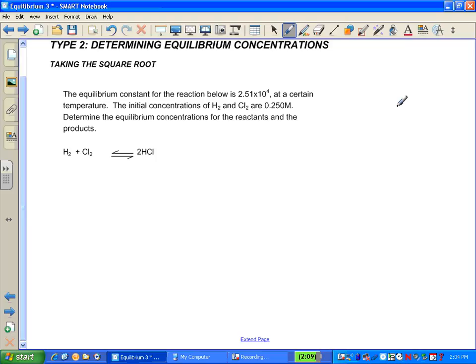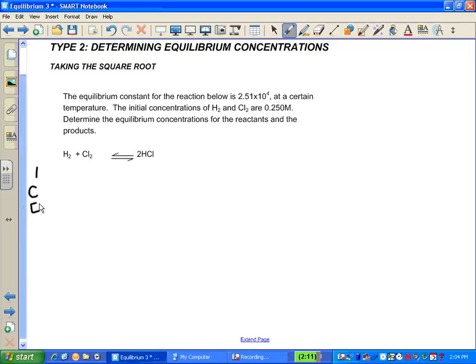In this problem, the equilibrium constant is given for the reaction to be 2.51 times 10 to the 4 at a certain temperature. The initial concentrations of H2 and Cl2 are 0.250 moles per liter. Determine the equilibrium concentrations for the reactants and the products. The equilibrium reaction is given below, and we're given the equilibrium constant. We want to know what the concentrations of all of the substances are at equilibrium. So what we're going to do is, to organize our data, we're going to set up an ICE chart. In this case, the initial concentrations of both the H2 and the Cl2 are given to be 0.250.